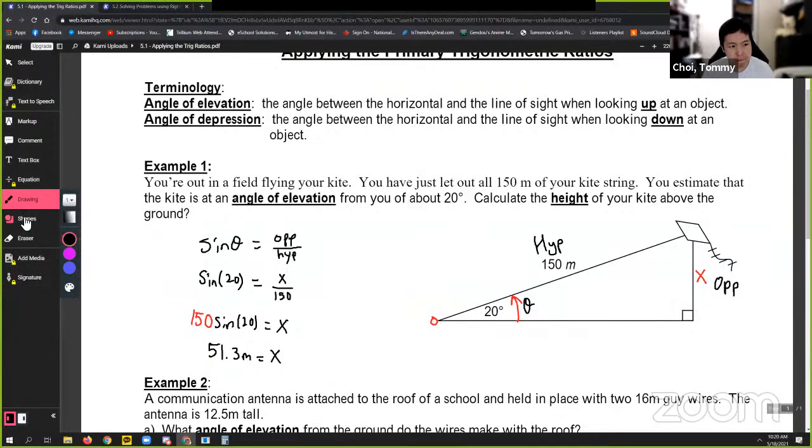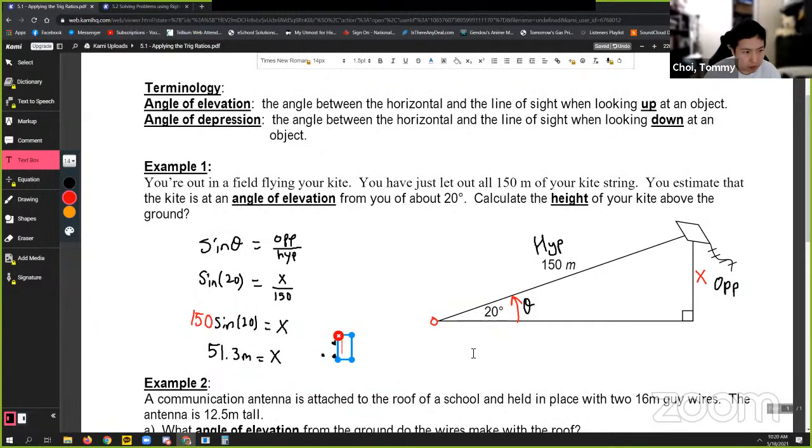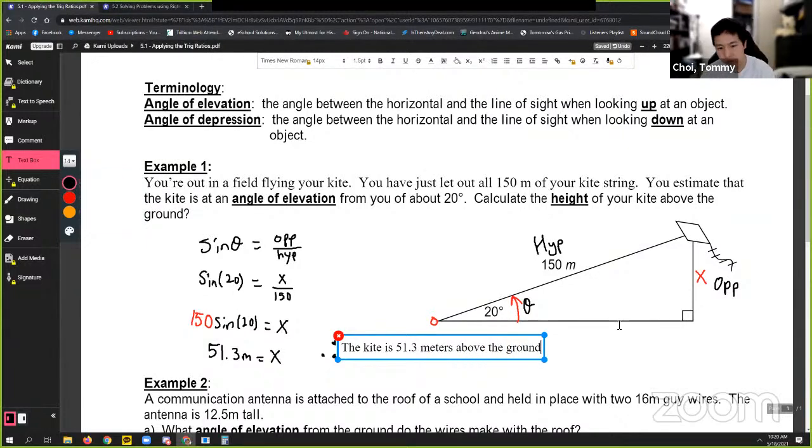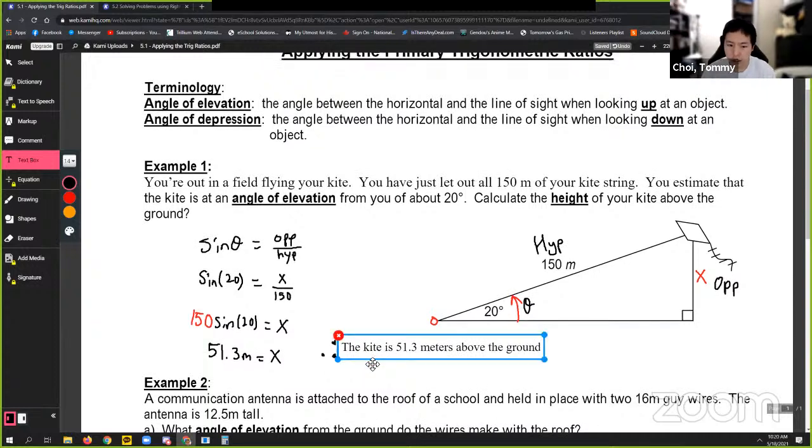Okay, and we can write our therefore statement. So I'll just write that as you guys are solving. Therefore, height is 51.3 meters above the ground. And there it is.